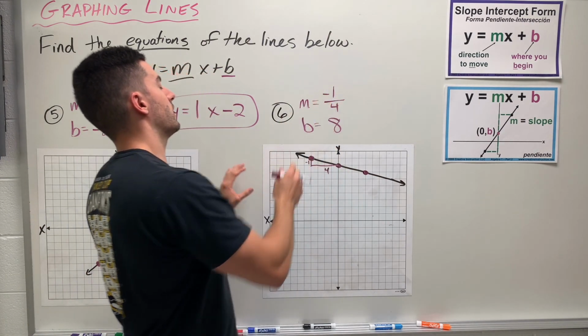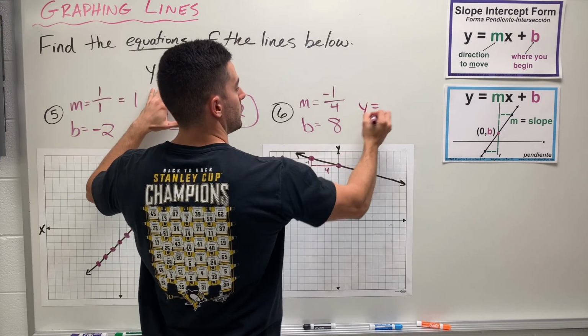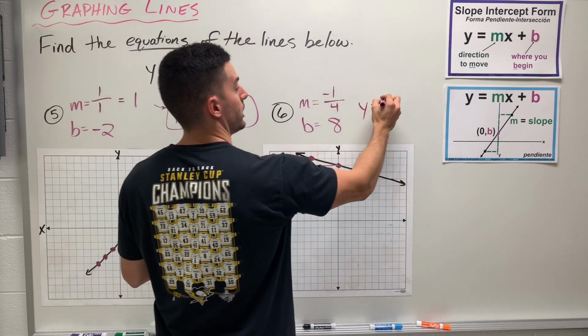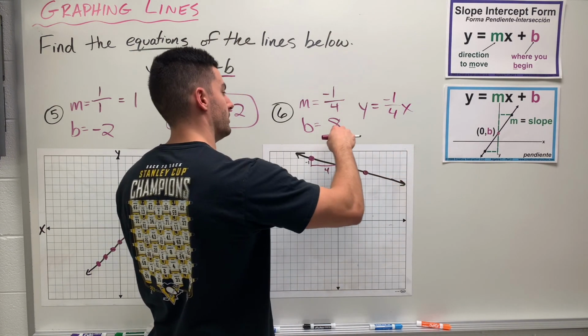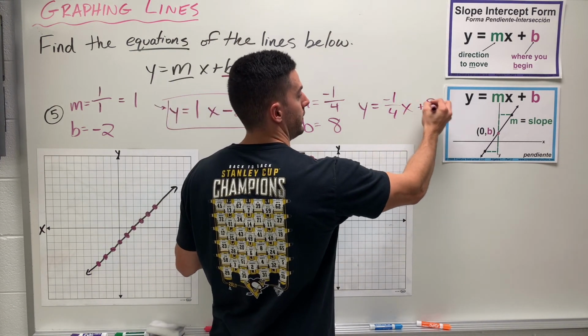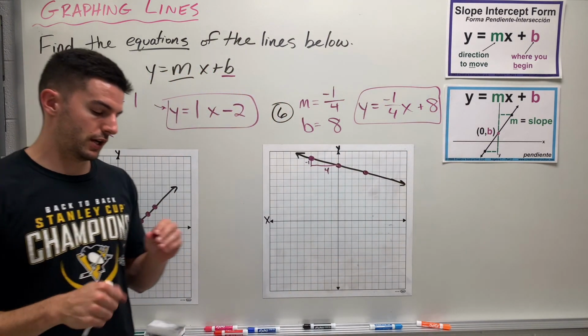And then you put it together, okay? So it's always going to be y equals the m number times x, so -1/4 times x, and then plus the b number, so +8. And that is it. That is my equation, okay?